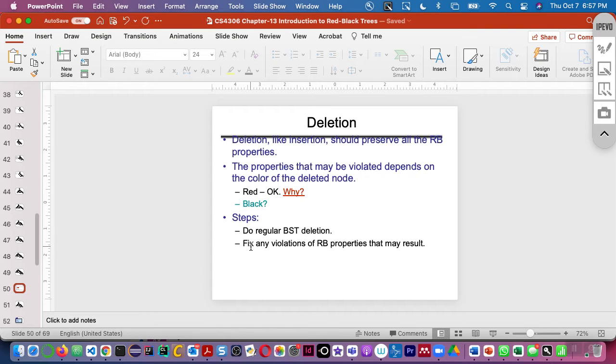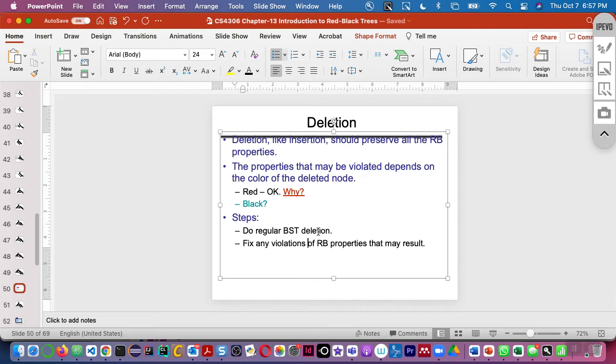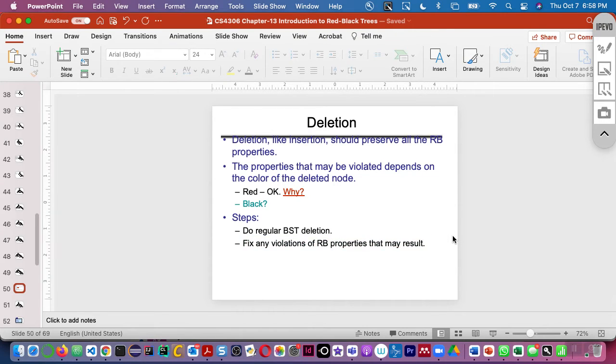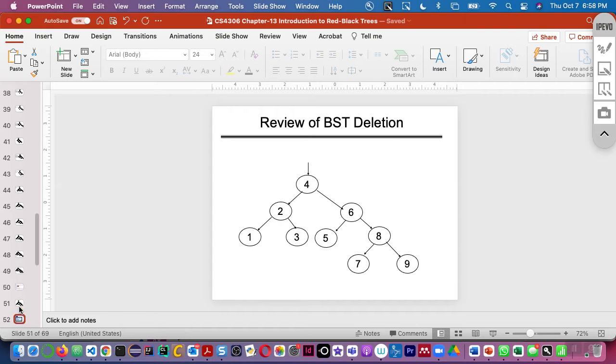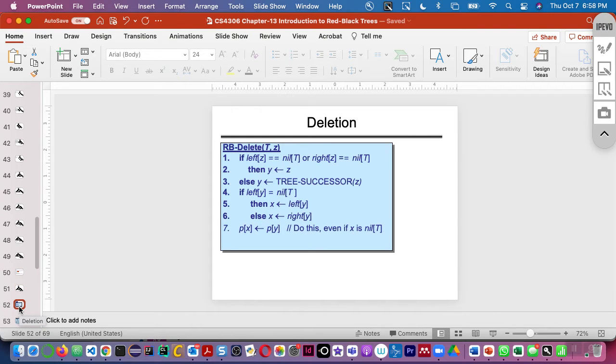So the steps are, first, regular BST deletion, which we just recapped, and then fix any violation of red black properties that may result. This part is easy, but the other is the most difficult part: to check and validate all of the properties. Now let us spend some time to understand this. First of all.